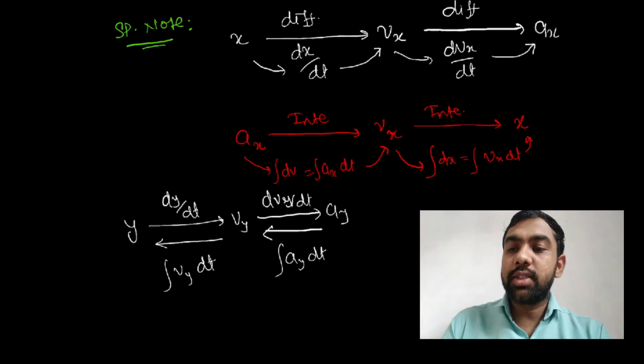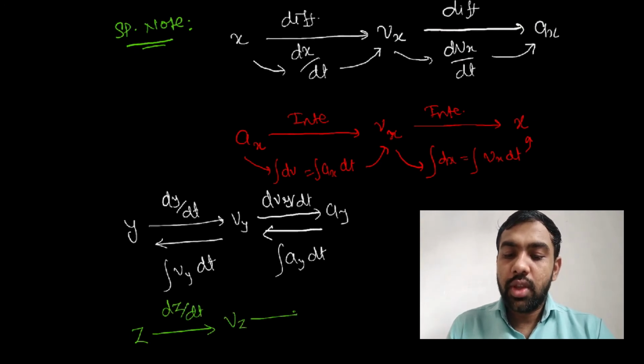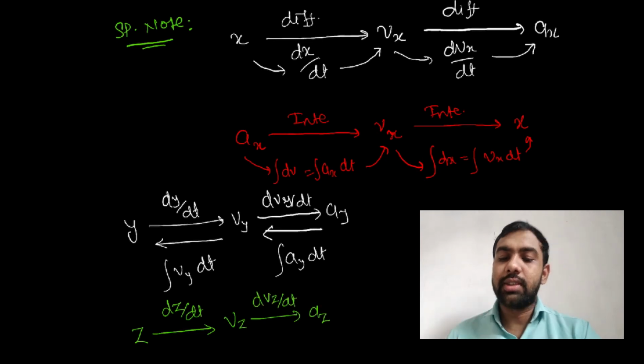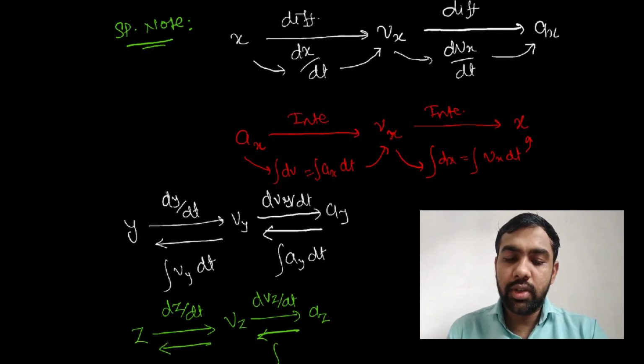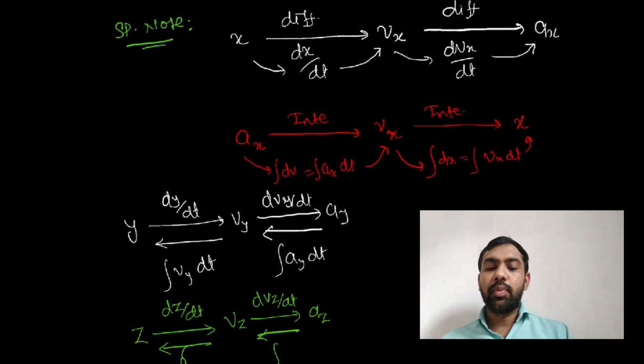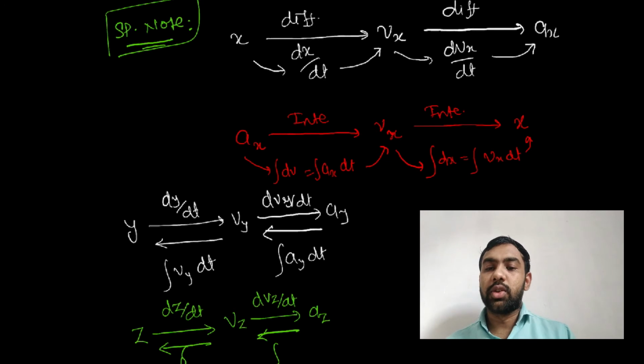Okay, and you apply the same concept for z also. If you have z, you take the differentiation dz by dt, you get the vz, then dvz by dt, meaning az. Again, the opposite cases also apply, integration. All of you must note this, that is a special note. By this way you apply the same concept for the y and z direction, exactly similar.